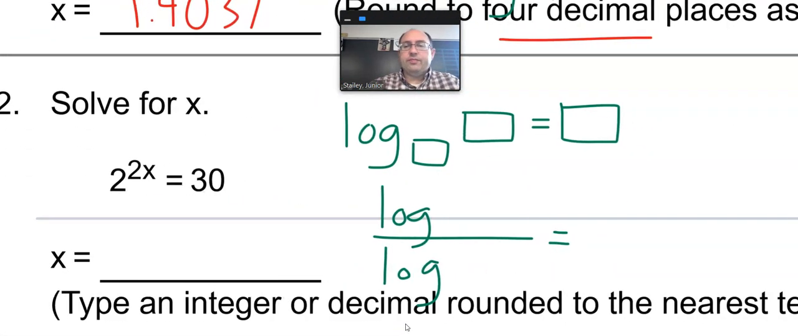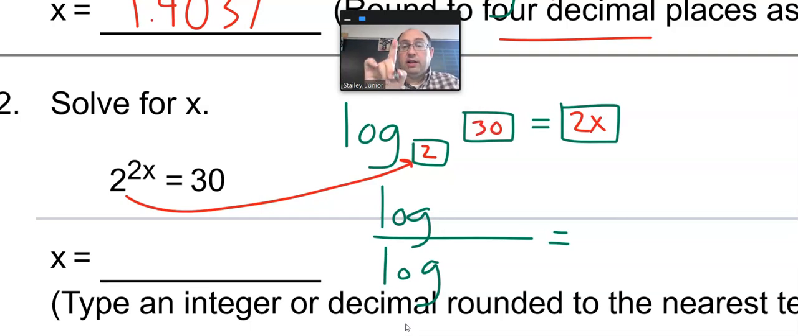Okay, question 2. Same old, same old. Changing it to its log form. The base is 2. The exponent is 2x. The argument that it equals is 30. Who the heck knows how to do log base 2 of 30? Unless we use the change of base.